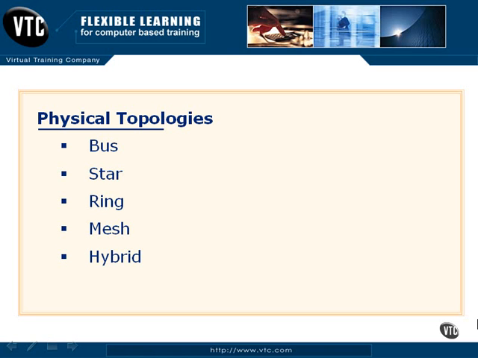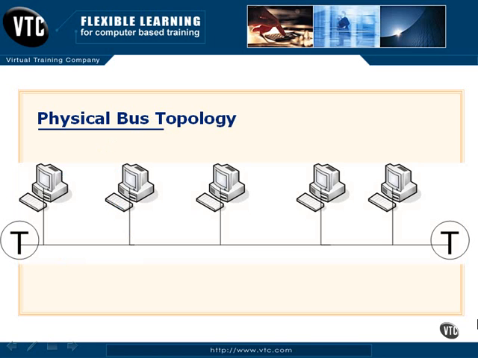Physical topologies describe how your network looks once it's all put together and laid out. In this section, we'll cover each of the physical topologies and discuss some of the benefits and drawbacks that each of them hold. Our first physical topology is the physical bus.